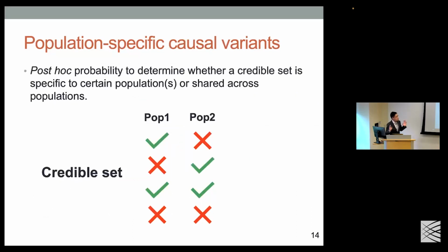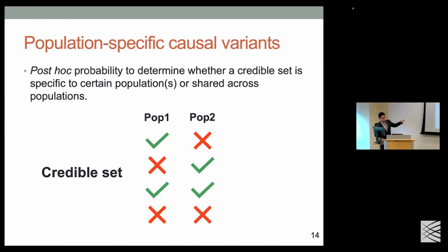Then we also want to dig in a little more. If we know this is a population-specific causal variant, can we identify in which population it manifests as causal? We propose the post hoc probability to determine whether a critical site is shared or specific to some populations. Here, the calculation is simple.